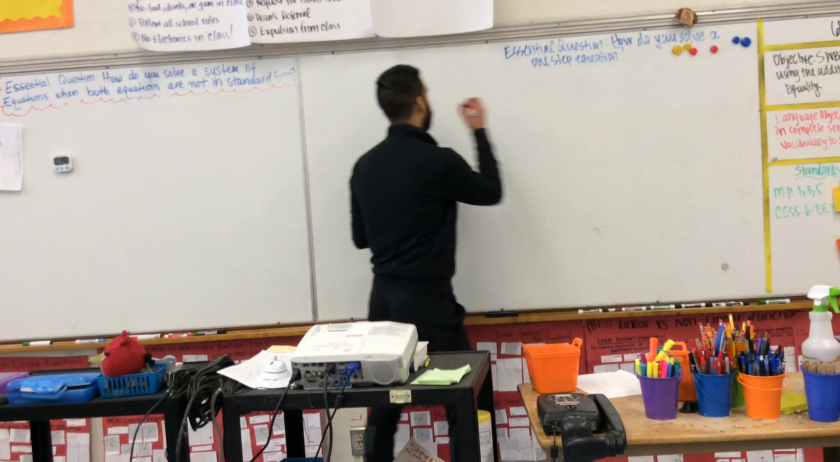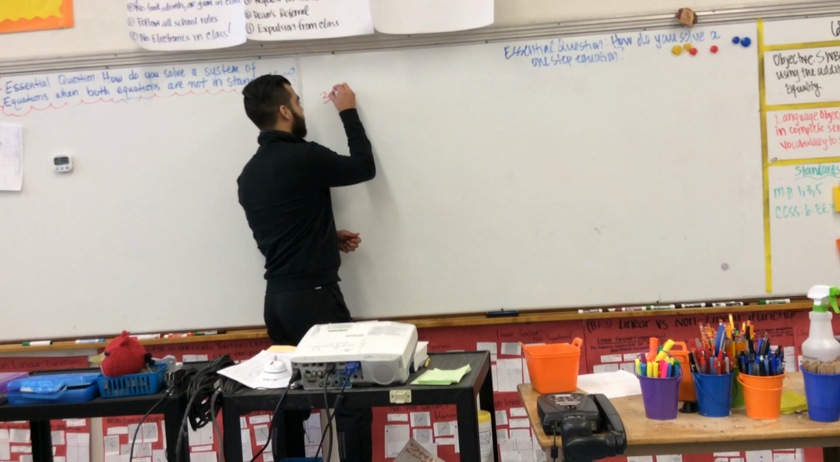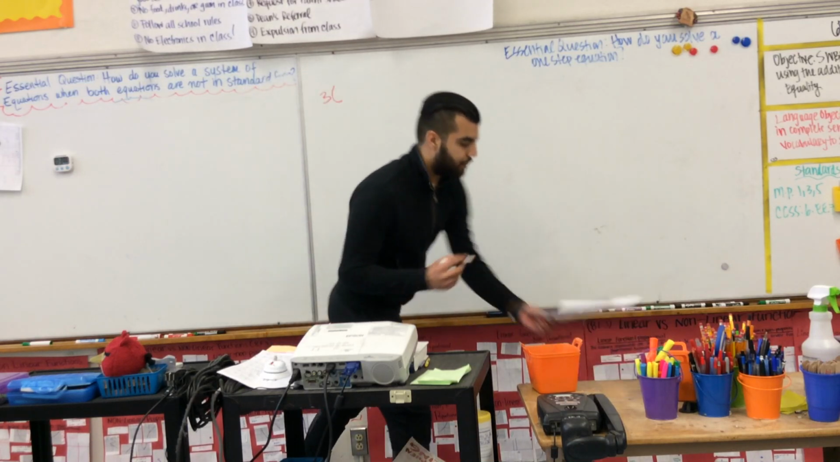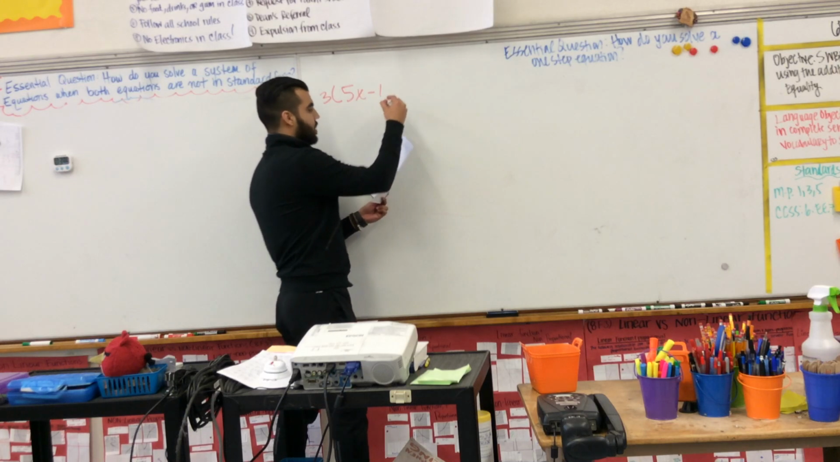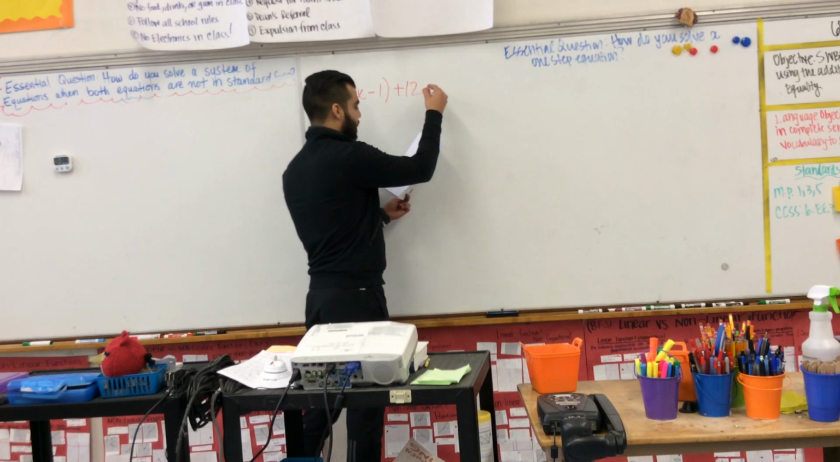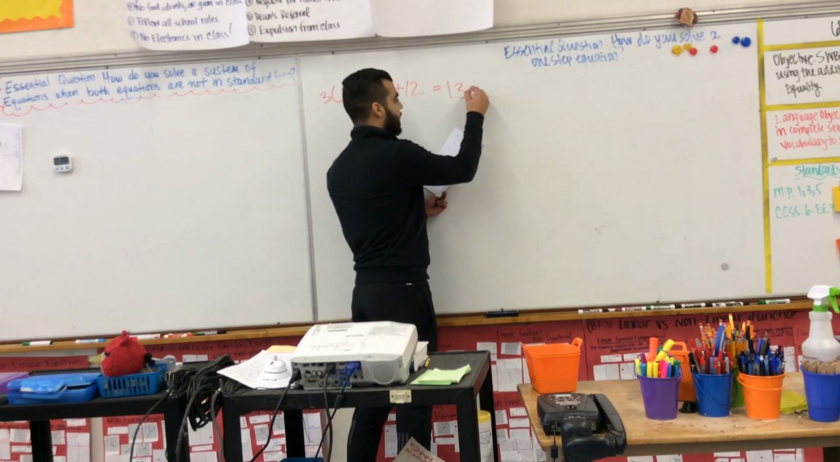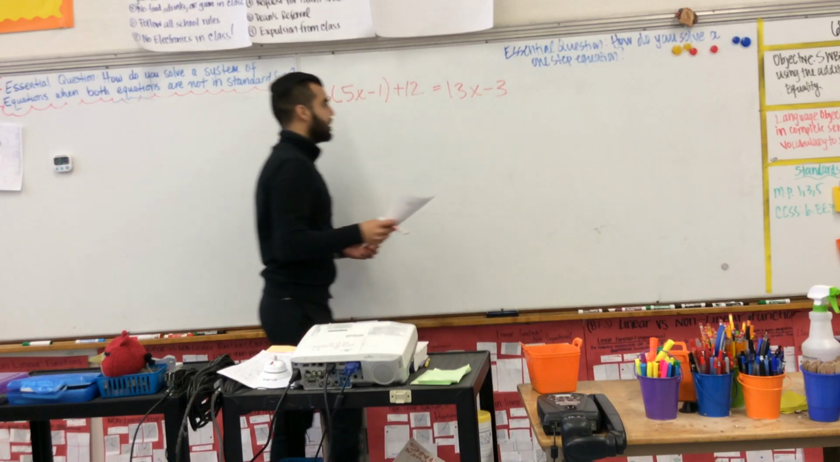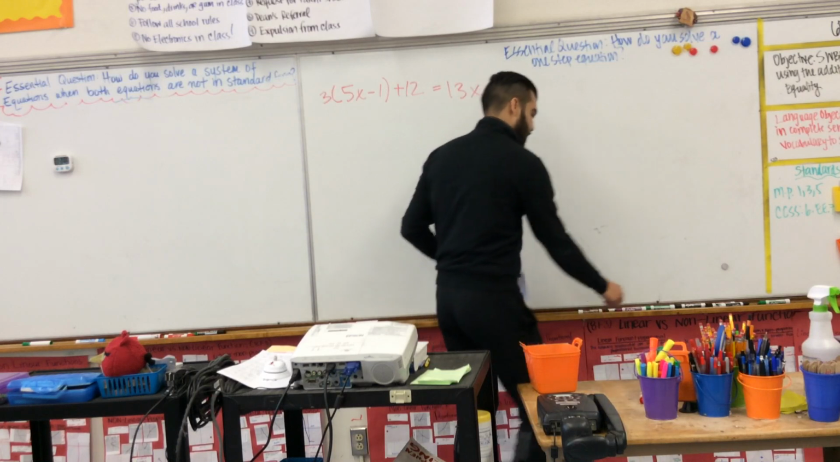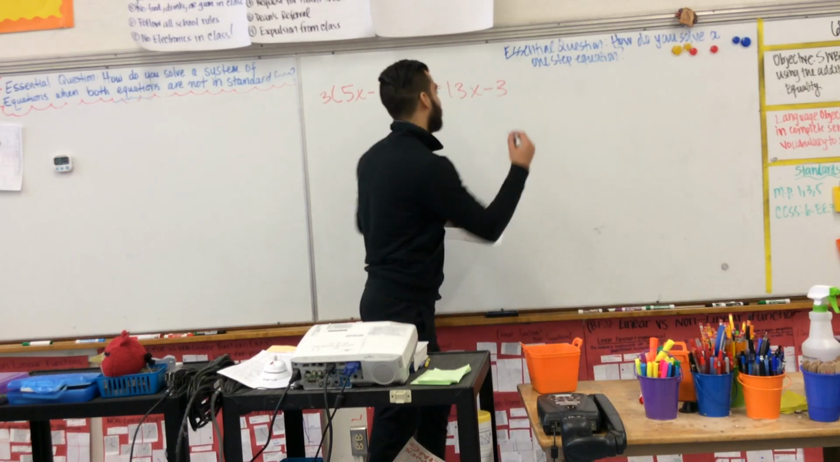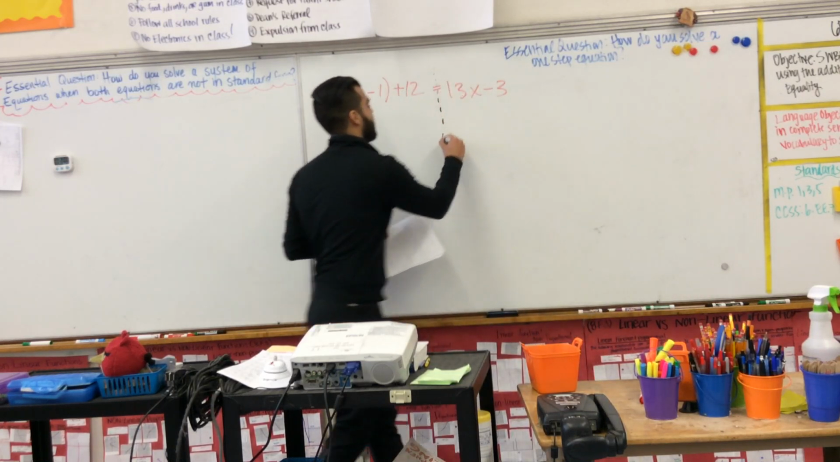So it's 3 times (5x minus 1) plus 12 equals 13x minus 3. So the first thing you want to do here is, the first thing I do is I draw the barrier, just so I know what I'm focusing on.